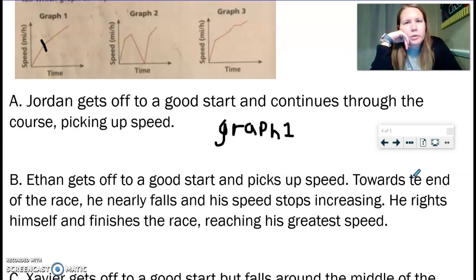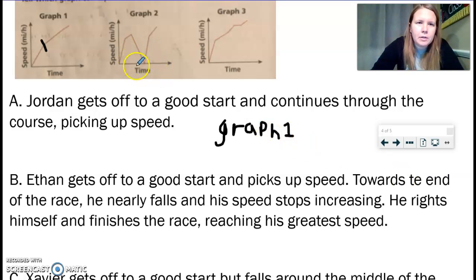All right, so I only have graph 2 and graph 3 left. So someone who starts off at a good start. Then it says towards the end of the race, he nearly falls and his speed stops increasing. Well, if I'm looking at graph 2 and graph 3, what I notice about graph 2 is that about halfway through, it goes all the way down. I see this spike down here, or this decrease down here, that his speed goes down and his time goes down. So to me, this shows that he completely stops.